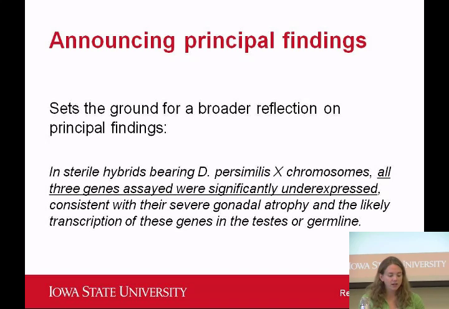This example says, in sterile hybrids bearing D. persimilis X chromosomes, all three genes assayed were significantly underexpressed, consistent with their severe gonadal atrophy and the likely transcription of these genes in the testes or germline. So we've got some information about the particular results of the study. The authors are restating this finding and also starting to provide us with some interpretation of that finding, a reason that this likely occurred.